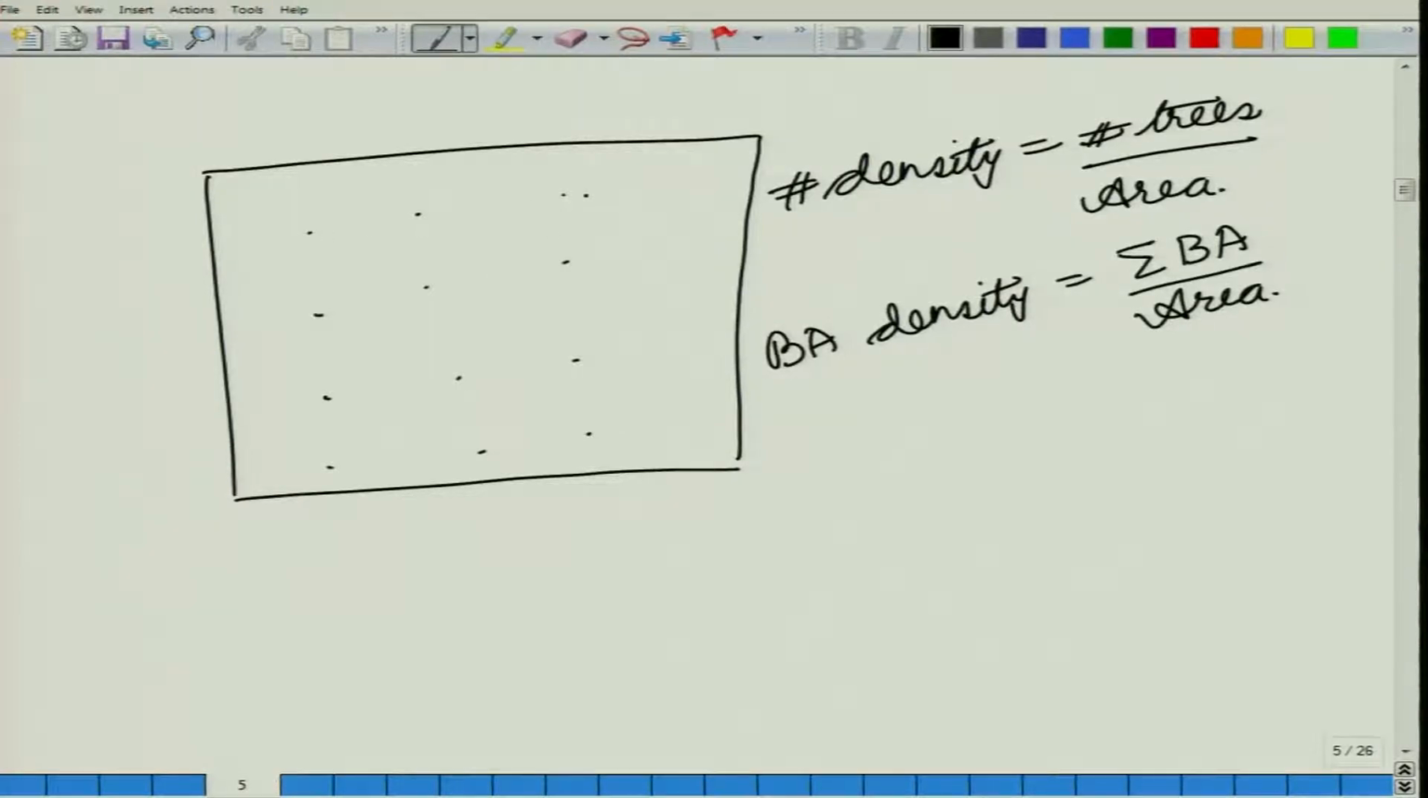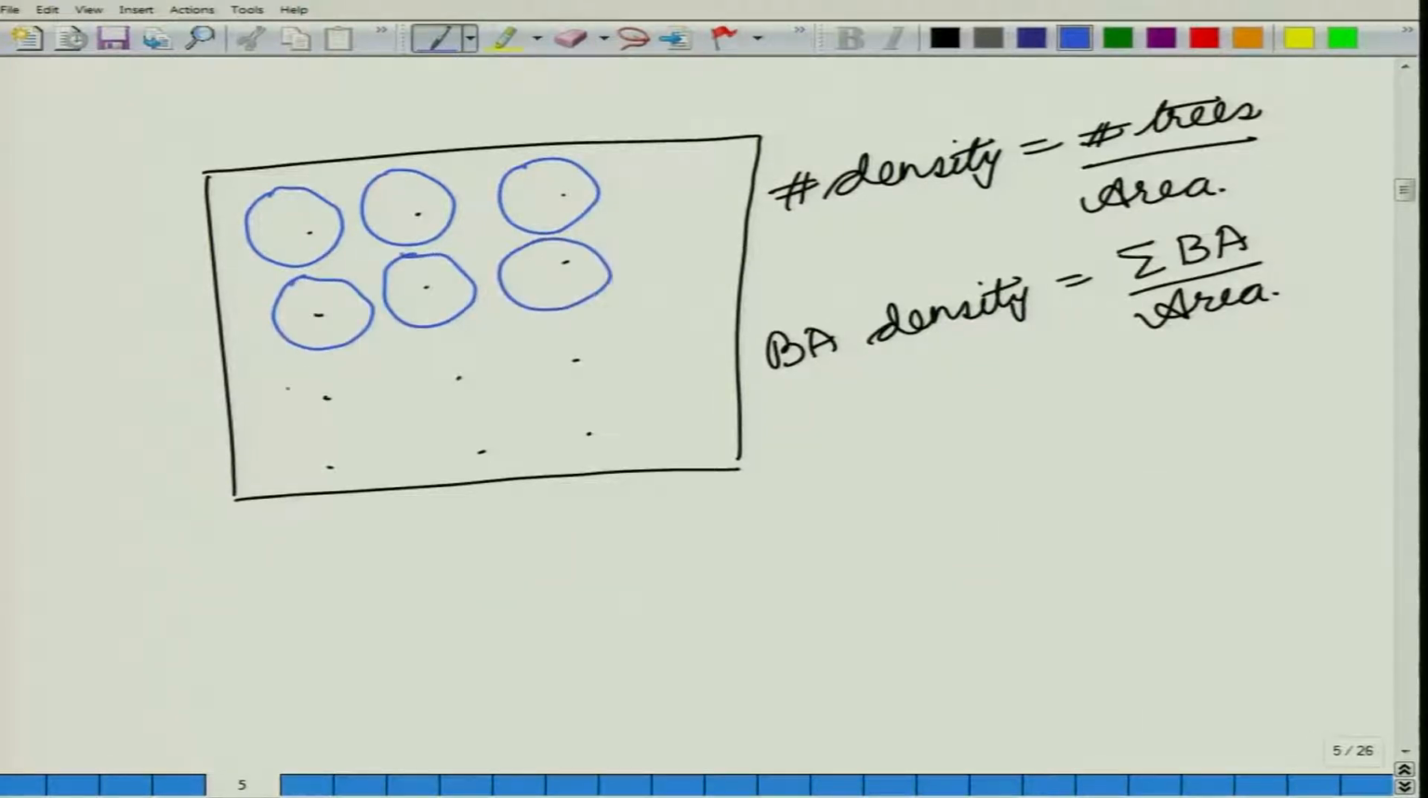whether our trees are thin as in this stand, or whether our trees have very big stem diameters, the stand density is the same in both the cases, or the number density is the same. However, if we calculated the basal area density, then we can observe that in the case of this blue stand, the amount of crowding is much more as compared to the black stand.